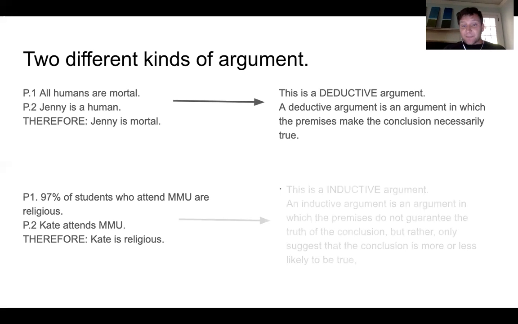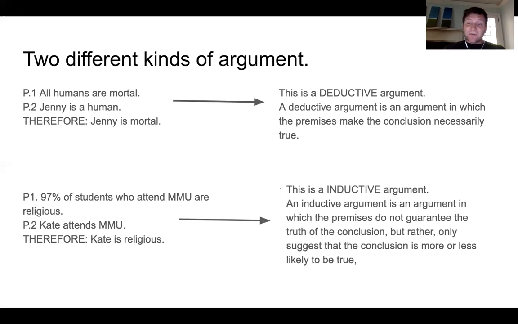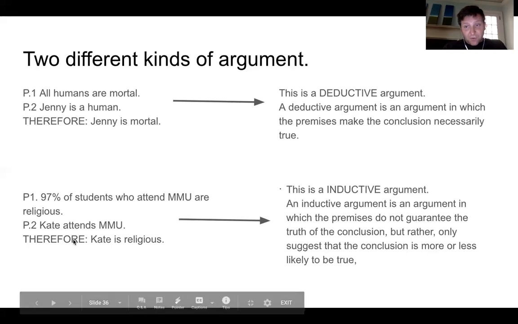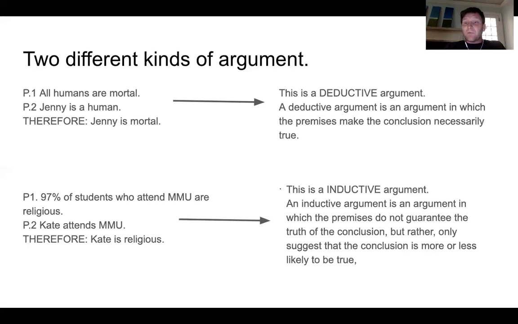And not surprisingly, by contrast, an inductive argument is one that doesn't guarantee the truth of the conclusion, but only suggests it's true to some level of probability. Okay, so in our example here, 97% of students at MMU are religious. Kate attends MMU, therefore Kate is religious. So notice this conclusion, although likely in this case, is by no means guaranteed. She could, of course, be one of the 3% who are not religious.